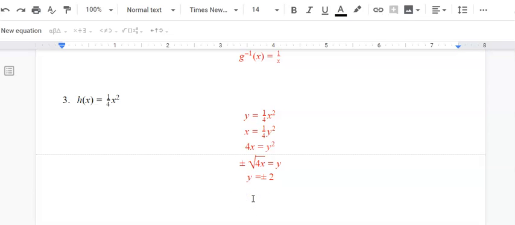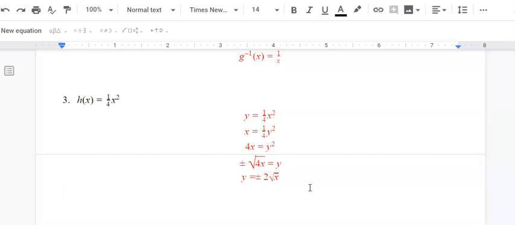Now this time, oh no, I lost it again. Go back. There we go. Now this time we do not have a function. So I am not going to write this answer using h inverse of x because that's considered function notation. And since this isn't a function, I can't do that.